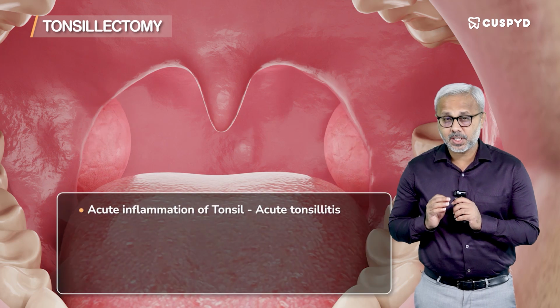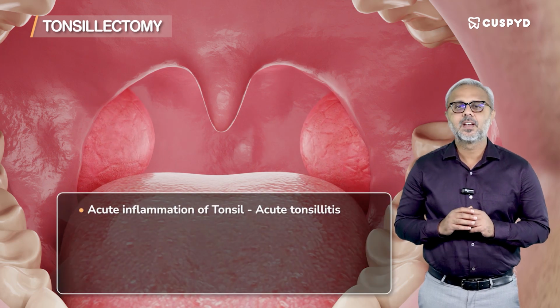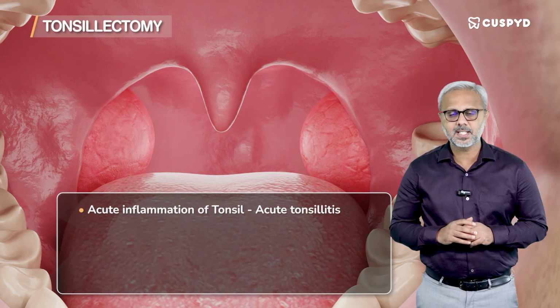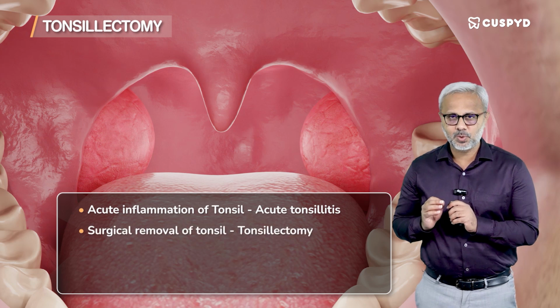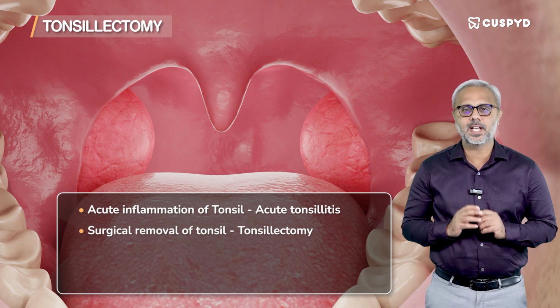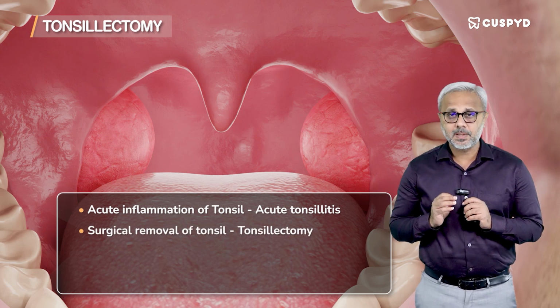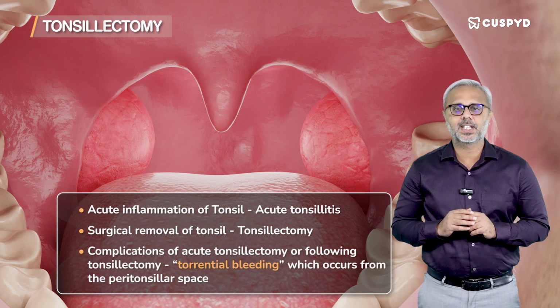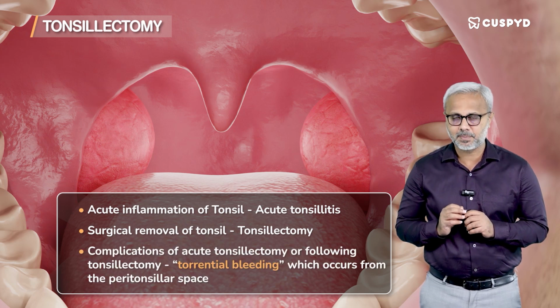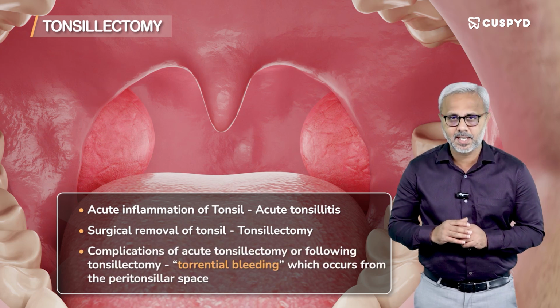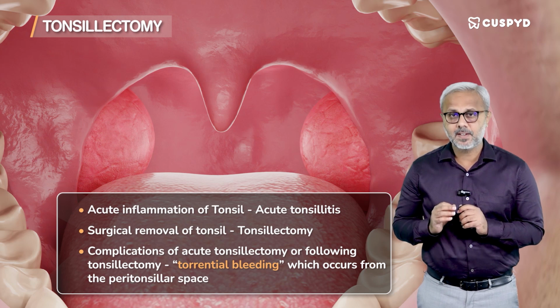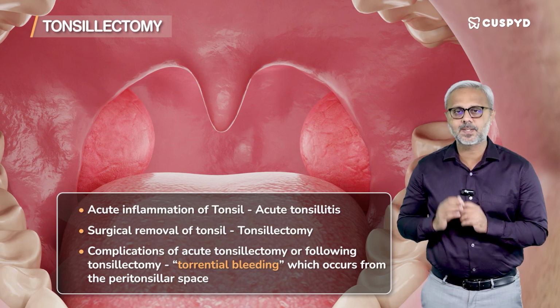Whenever there is acute inflammation of the tonsil, we call it acute tonsillitis, and surgical removal of tonsils is called tonsillectomy. One of the important complications that can occur during or following tonsillectomy is torrential bleeding, which occurs from the peritonsillar space.